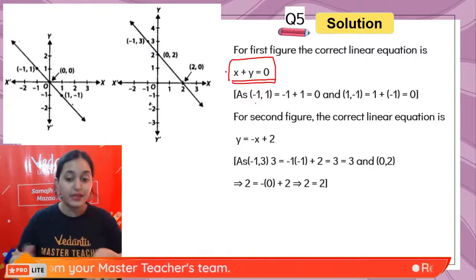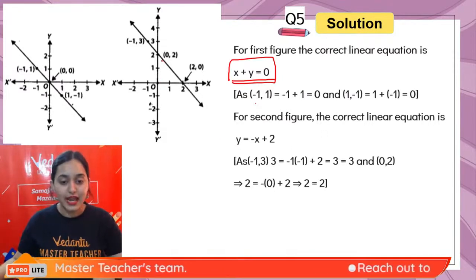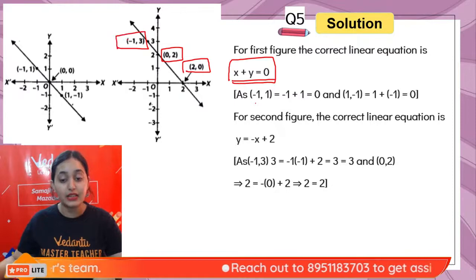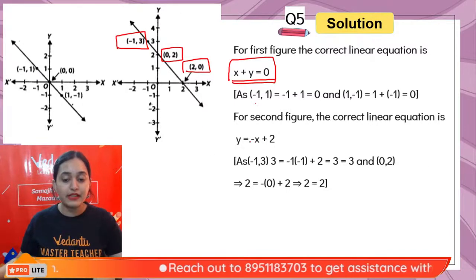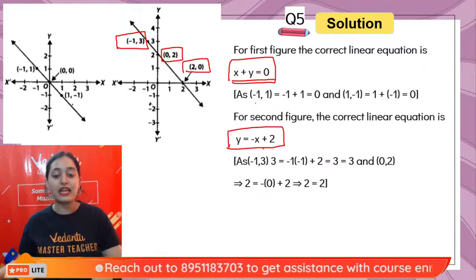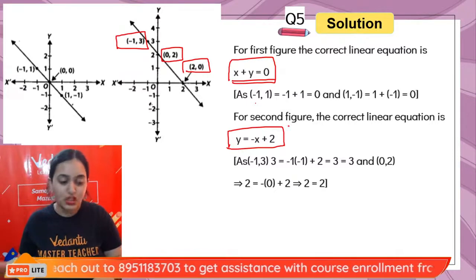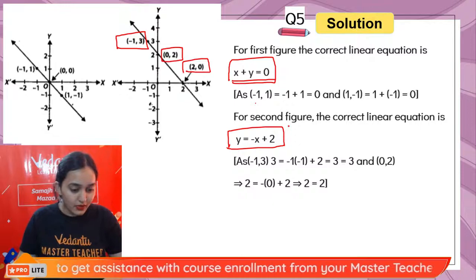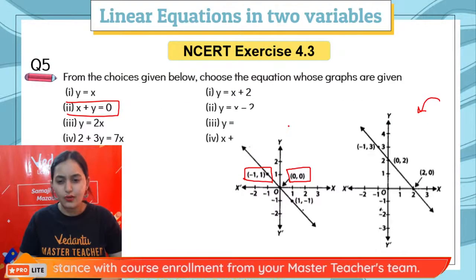equation. ठीक है. Similarly, for the second figure, I have the point 0, 2, 2, 0, minus 1, 3. From these 3 points, I am able to recognize that y is equal to minus x plus 2 should be my equation. ठीक है?